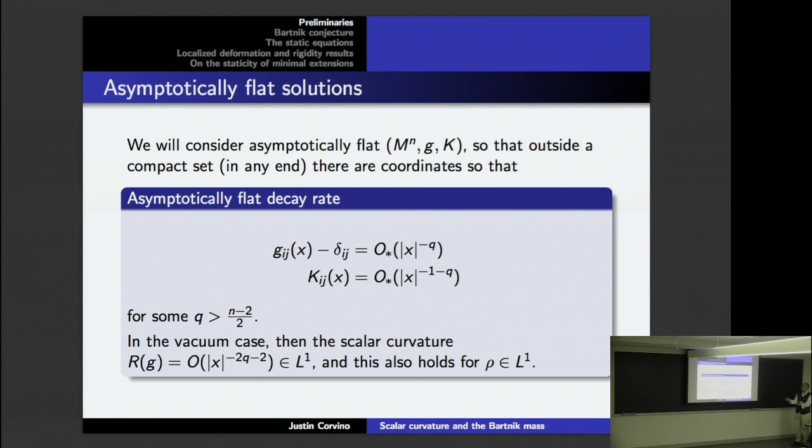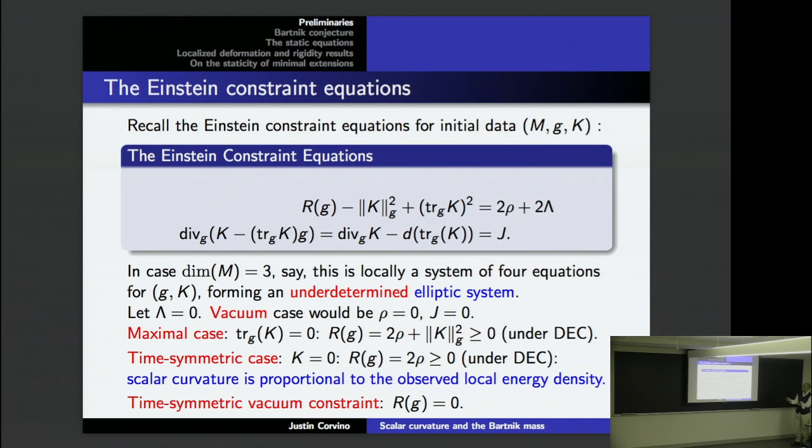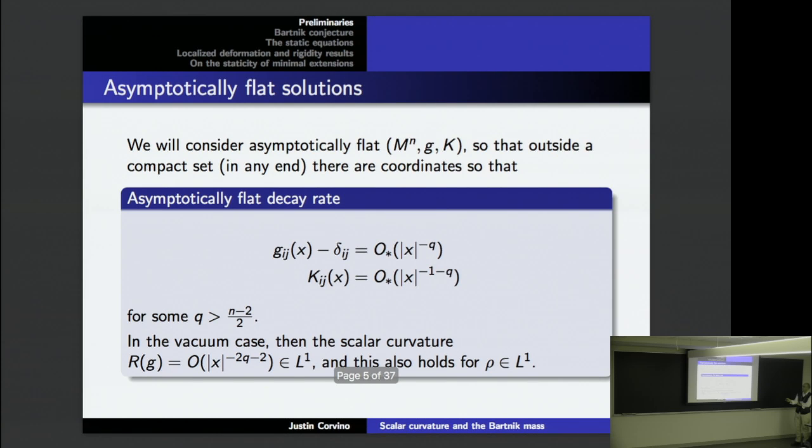So with this fall off, if you go back to the constraints, even if you have k as well, then the scalar curvature falls off faster than it would just from being asymptotically flat. And if you have rho in L1, in the non-vacuum case, your scalar curvature would be in L1. That's kind of a mass decay condition.